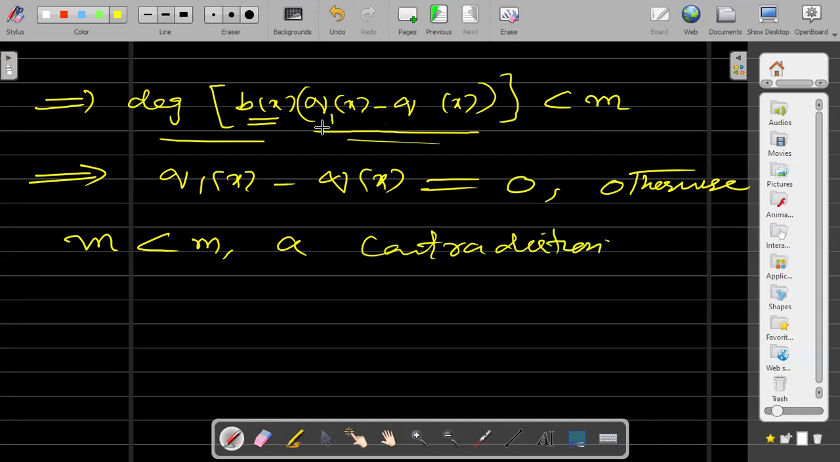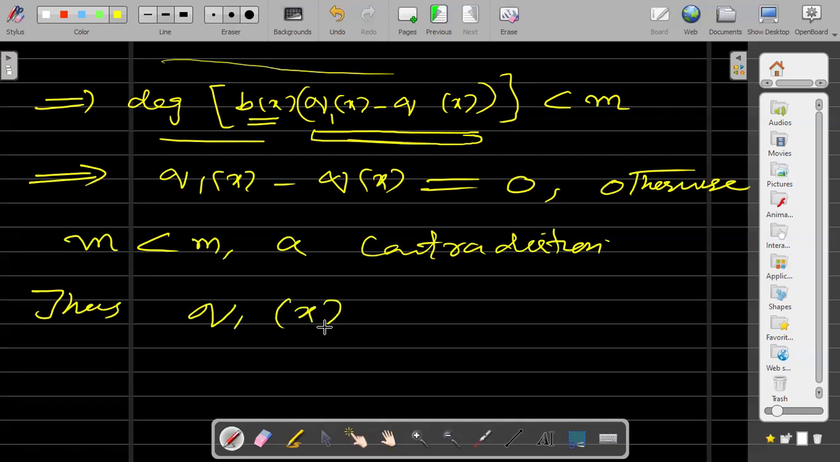When this is 0, the product with it is 0, and in that case we can treat its degree as that of 0, which is less than m. So this must be 0, because if it's non-zero, then the degree of this product is greater than or equal to m. But on the other hand, it's strictly less than m. It's a contradiction. So thus we have q1(x) is same as q(x).